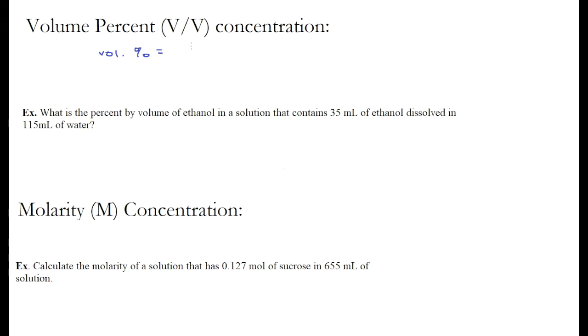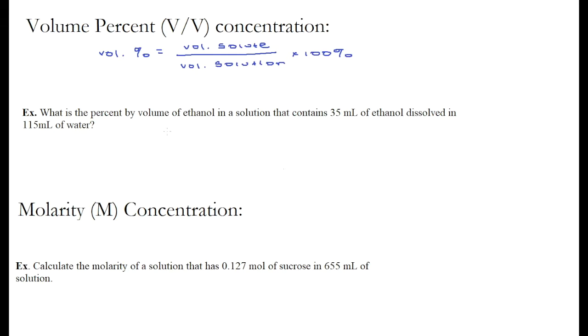You're going to put the volume of your solute on top, and that's whichever substance has a smaller volume. That's what you're actually dissolving into the solvent. So volume percent is volume of the solute divided by the volume of your solution, and then you multiply by 100%. Okay, so let's actually do a practice problem.